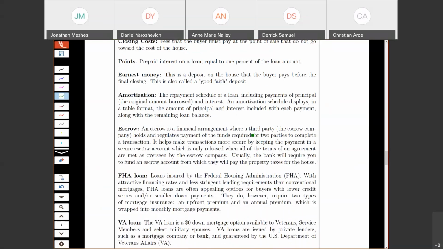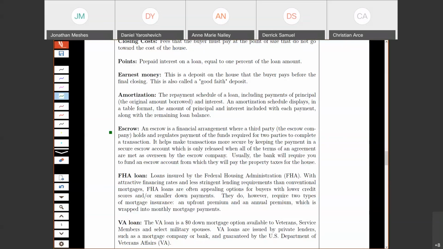Escrow is something interesting that's a little bit separate from the loan itself. There are a number of different ways you can use something in escrow. The definition is a financial agreement where a third party holds and regulates payments of funds for two parties to complete a transaction.